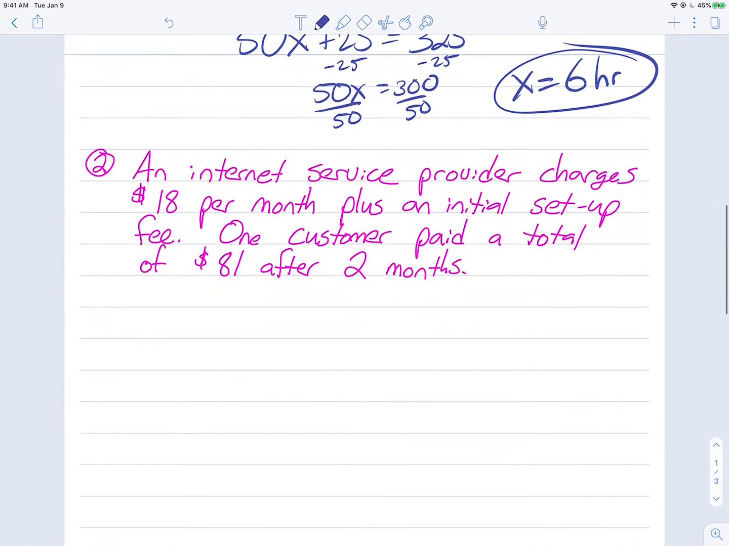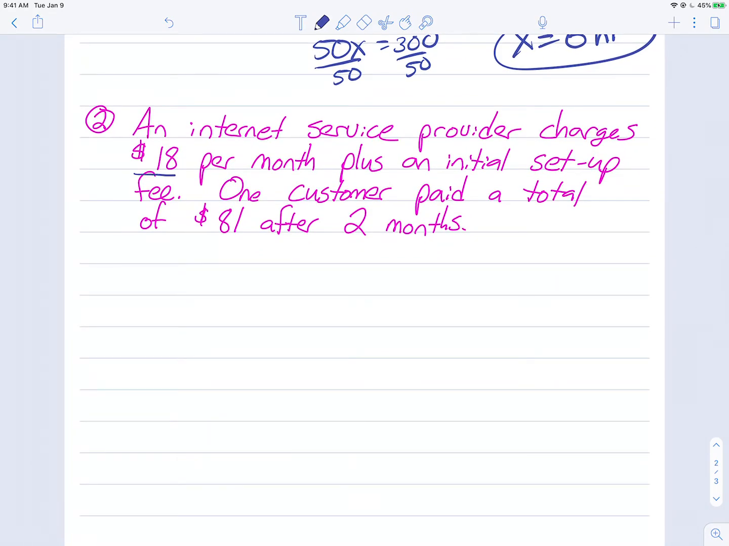An internet service provider charges $18 per month plus an initial setup fee. One customer paid a total of $81 after 2 months. So we're not given the initial setup fee like what we did with the plumber. We don't know what it originally was. We do know the change every month. So it's $18 per month, which means that is our slope, our constant. Every month, $18, okay?